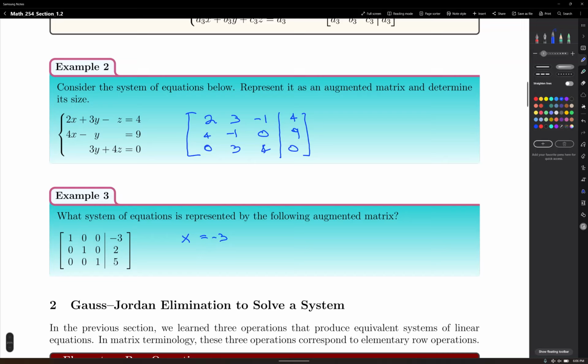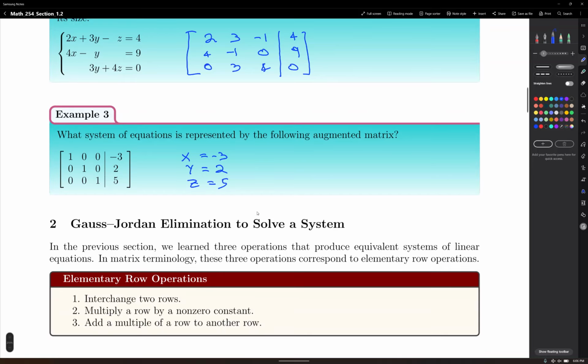What about the second row? 0x plus 1y plus 0z equals 2. Y equals 2. And then the third row, 0x, we don't need to write it, plus 0y, we don't need to write it, plus 1z, we need to write it, z equals 5. Right? That's what we get. So going back and forth, encoding into a matrix, decoding into a system. Okay, so what's next?